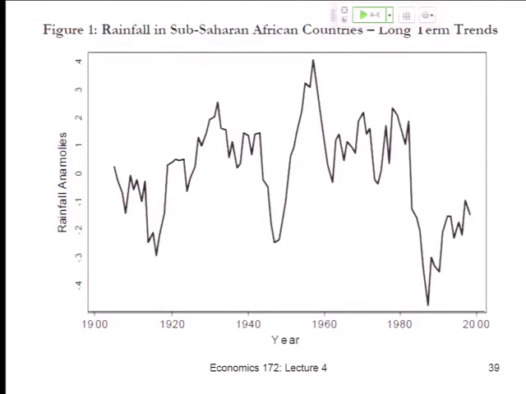The x-axis here, of course, is years. The y-axis, 0, means you're at average rainfall over this century. So rainfall in Africa was at the average for the 20th century. 0.1 means you had 10% more rainfall than average. 0.2, 20% more rainfall. And the same for the negatives. Minus 0.1, minus 0.2 is minus 10%, minus 20% below average rainfall.